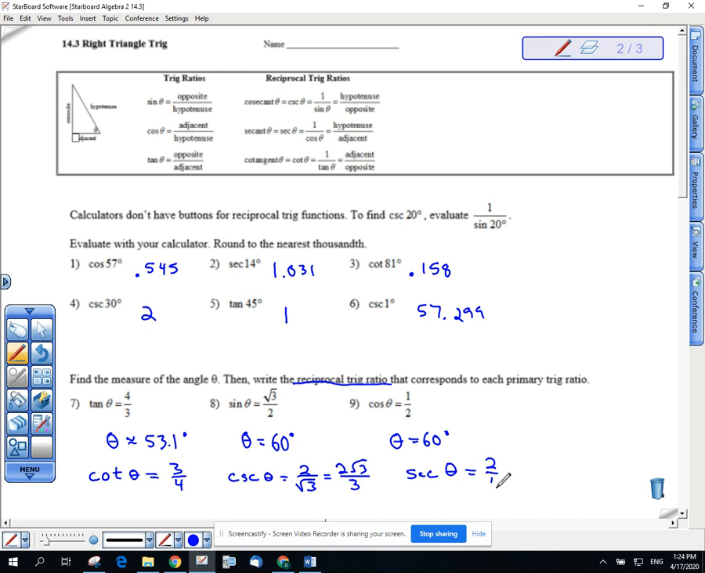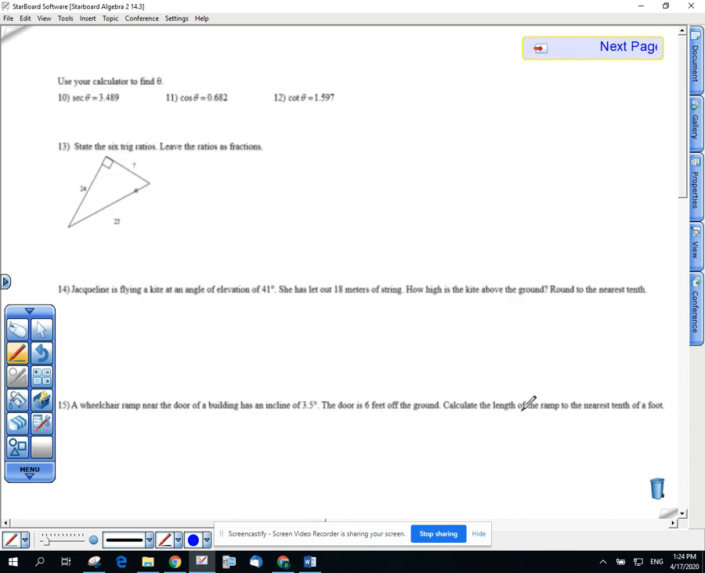Just a few more examples. To find theta here, the cosine of theta would be equal to 1 over 3.489. And I don't have a lot of room to stick that in there. Theta would be equal to 73.3 degrees.